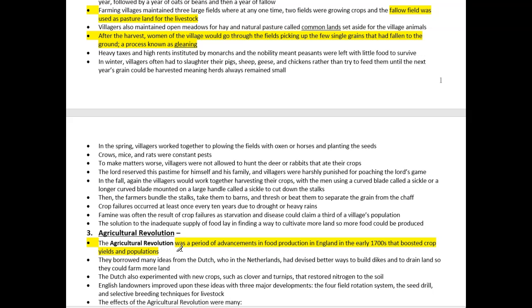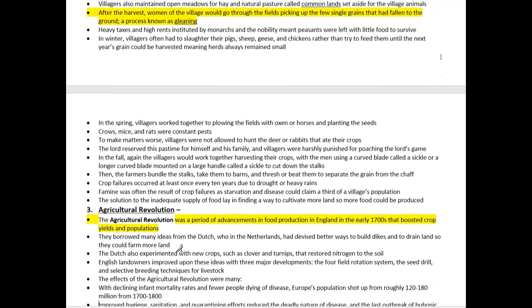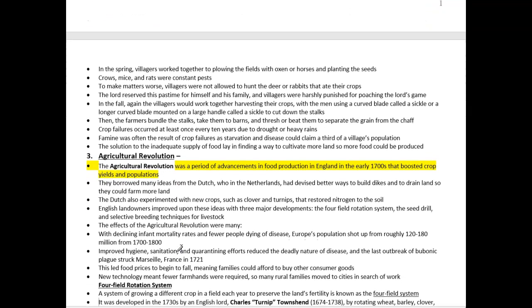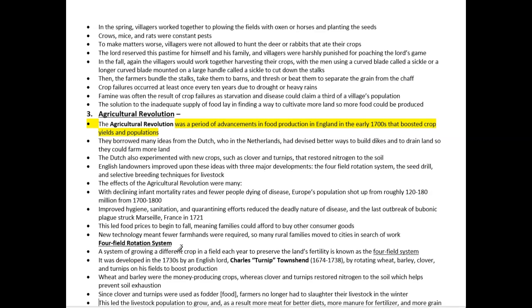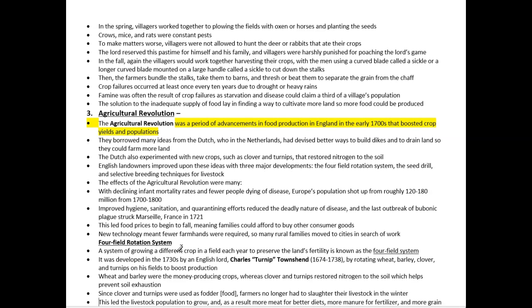They borrowed many ideas from the Dutch, who in the Netherlands had devised better ways to build dikes and to drain land so that they could farm more land. The Dutch also experimented with new crops such as clover and turnips that restored nitrogen to the soil. English landowners improved upon these ideas with three major developments: the four-field rotation system, the seed drill, and selective breeding techniques for livestock. The effects of the agricultural revolution were many.